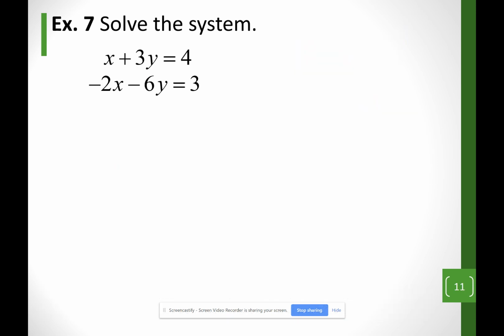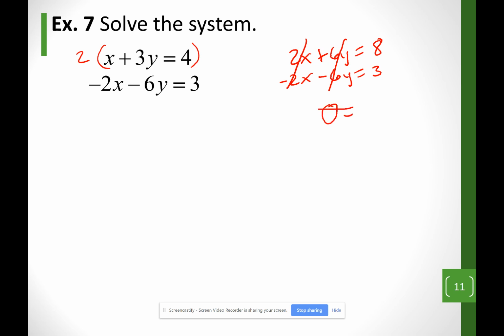Now, let's take a look at this other one. I'm looking at the x's. Let me multiply everything in the first one by 2 because I want to cancel out the x's. So I have 2x plus 6y is equal to 8. My second equation, I have -2x minus 6y is equal to 3. I'm going to leave it alone. Once again, I wanted the x's to cancel out. I notice the y's also cancel out, so I have nothing on the left, which I write as 0. On the right, I have 8 plus 3.